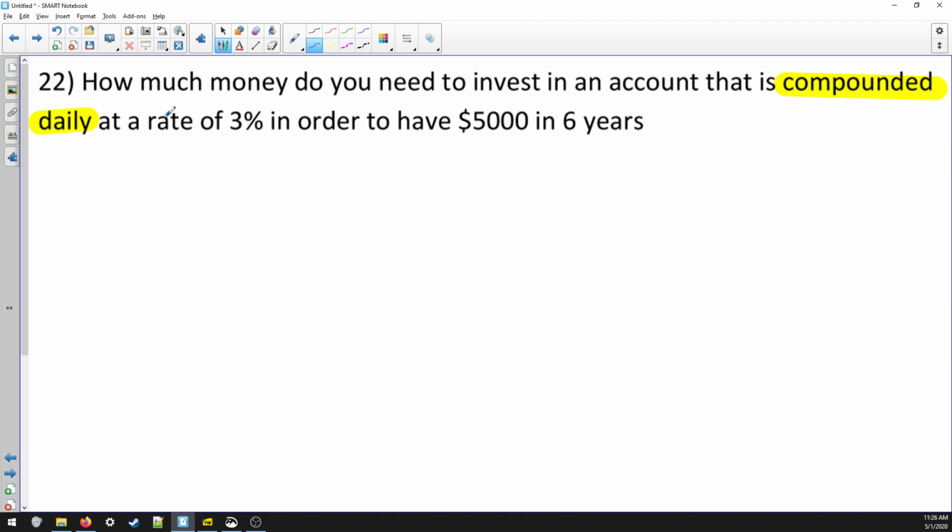Here's what's going on. This problem says, how much money do you need to invest in an account that is compounded daily at a rate of 3% in order to have $5,000 in 6 years? So I'm going to start off by writing down the formula that you're going to need. Actually, instead of me trying to write it because it's going to be terrible, let me just Google it real quick. Compound interest formula. I'll bring up a nice one. Oh, there it is. See if I can copy and paste.